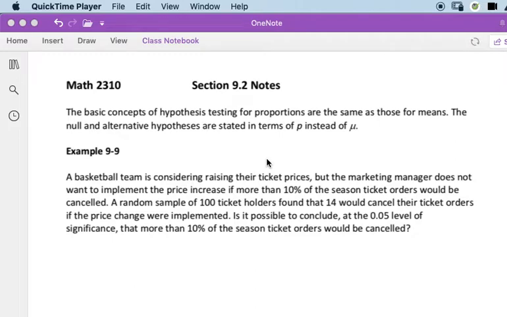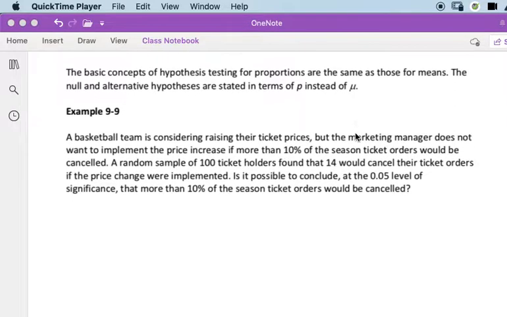In this video for section 9.2, we're going to talk about testing hypotheses for proportions. The basic concepts are the same as when you're testing a hypothesis for a mean. One of the main differences is that we're going to use p instead of mu when we're writing our null and alternative hypotheses. So let's look at example 9.9.